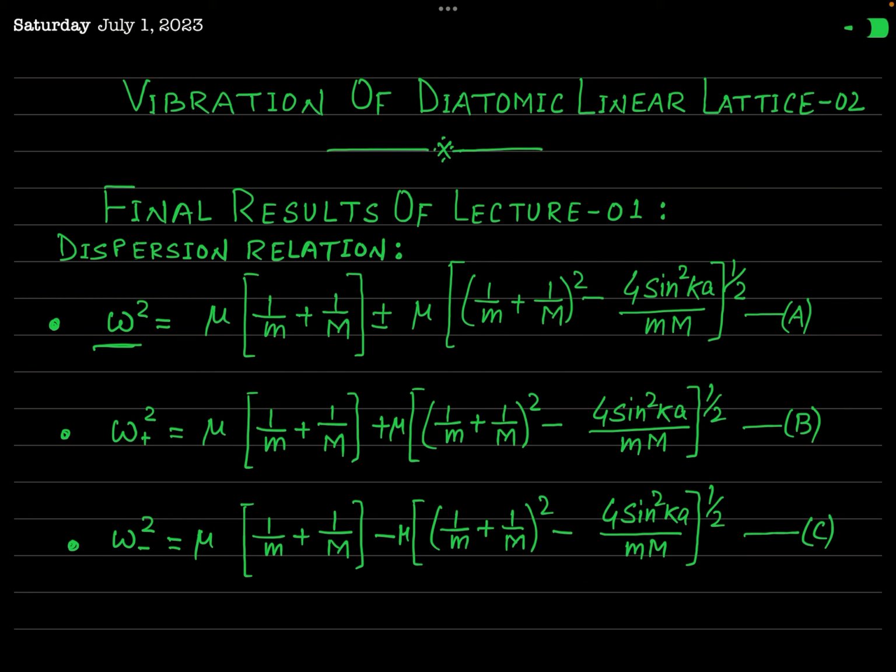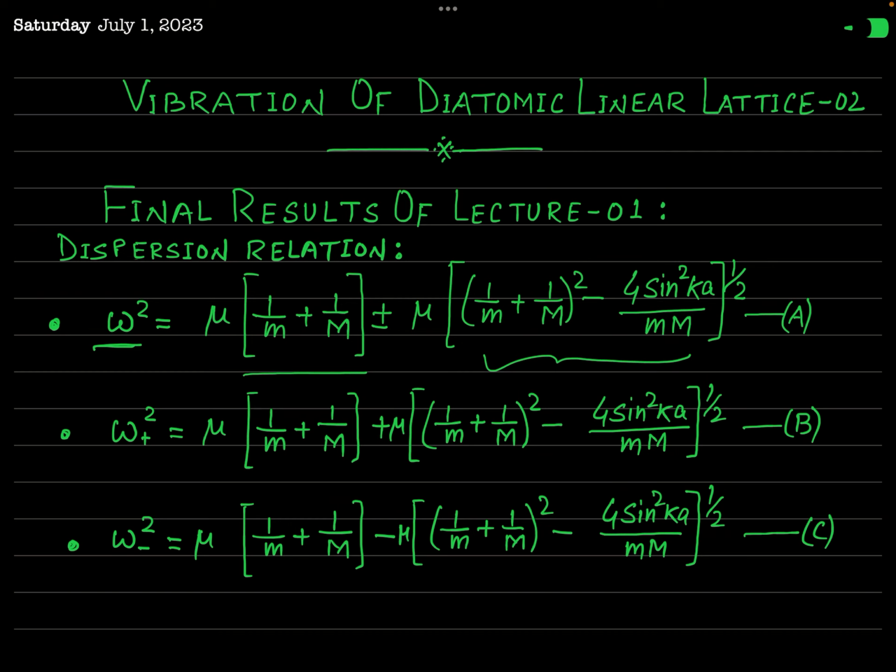That was found equal to mu times (1 over m plus 1 over capital M) plus or minus mu times a square root of this much, that is (1 over small m plus 1 over capital M) whole square minus 4 sine square Ka divided by m times capital M. Okay. You know the meaning of each and every term here.